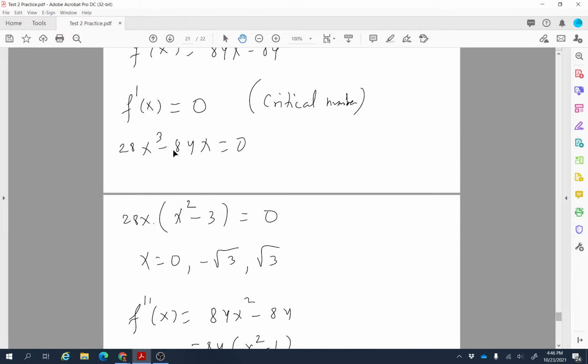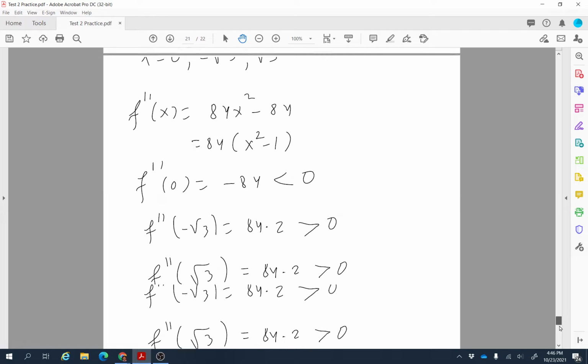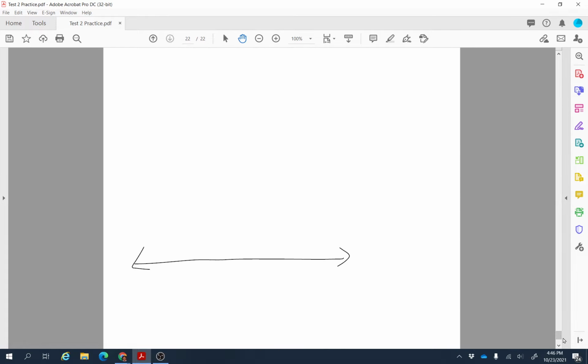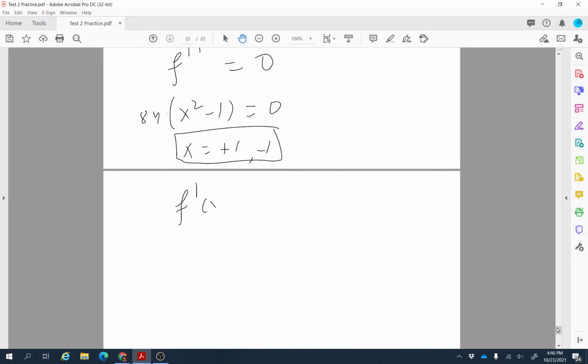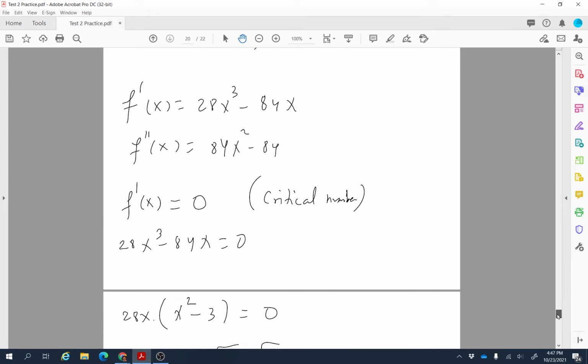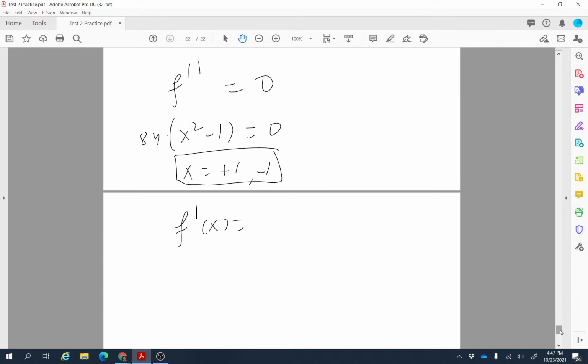So that is 28x cubed minus 84, and then I factor out 28, so that is minus 3. That's right. So okay, that is right. So at 0, negative square root of 3 and positive square root of 3, these are the critical points. They are partition points as well. We need to check where this first derivative, if we go back, is 28x times x squared minus 3.